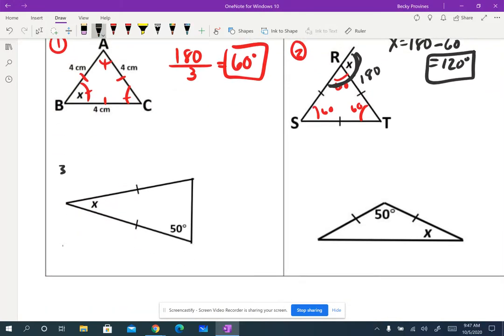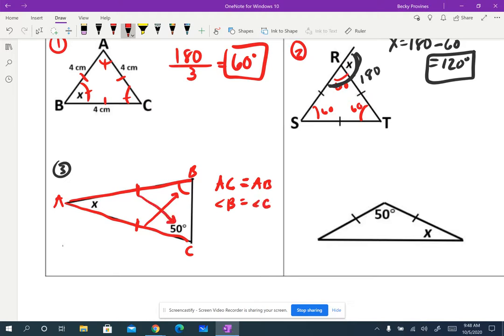Moving on, let's call this number 3. This is now isosceles. Notice there's 2 equal sides. Again, I'm just going to label these so we can talk about them. If I have AB, what angle is opposite? So opposite of AC would be angle B. And I know AB is also equal because of the congruent mark here, and across from AB would be C.